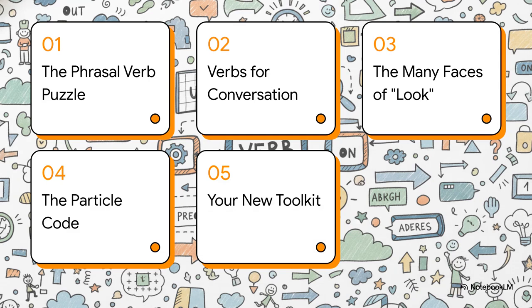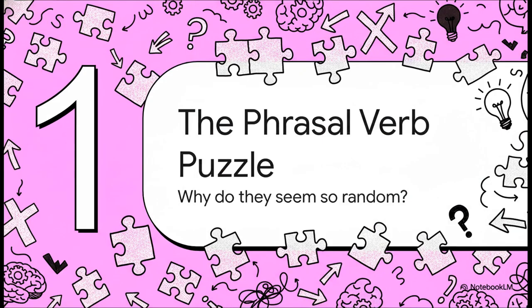So here's the plan. We'll start with the puzzle itself, then jump into some real-world examples you can use in conversations. We'll see how verbs can form families, and then we get to the main event, unlocking the particle code before we wrap it all up with your new toolkit. Okay, so first up, the phrasal verb puzzle. Why does learning them feel like this impossible task of just memorizing an endless list?